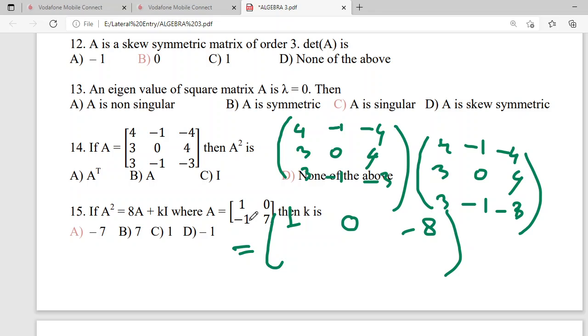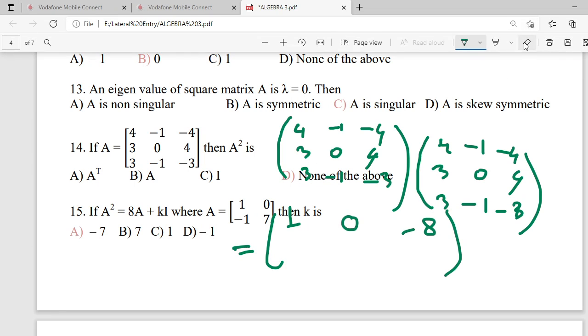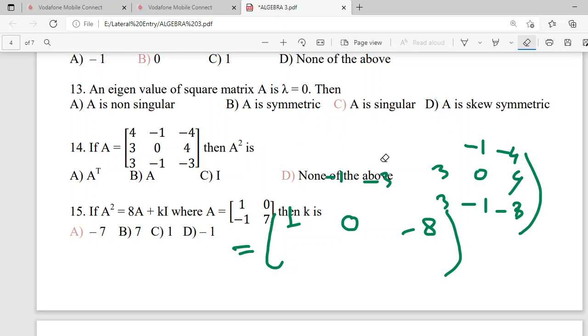So this cannot be I, this cannot be A, and this cannot be A transpose, because if it is A transpose, then this first row must be 4, minus 4. So this is not happening. So our answer is none of these. Then next one, you have to just simplify this.